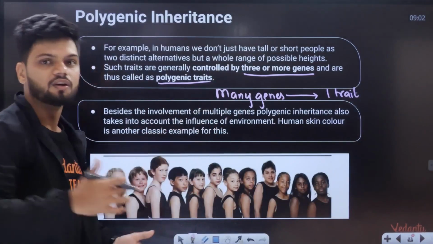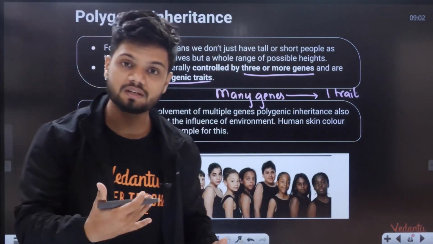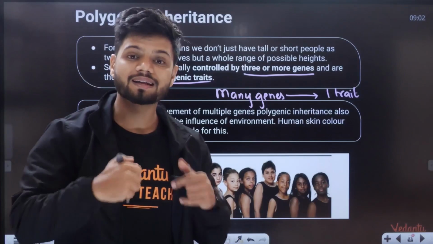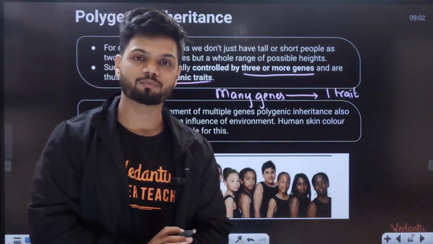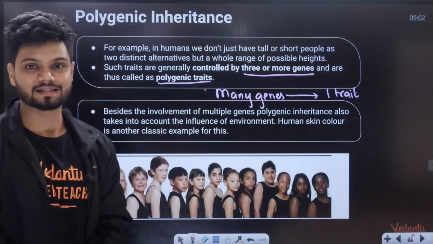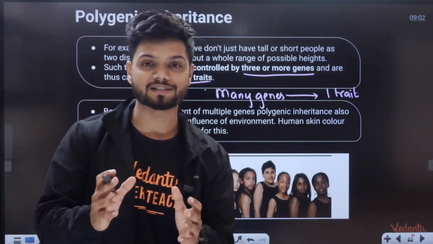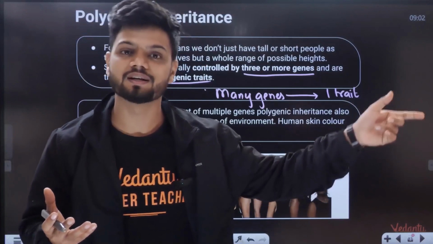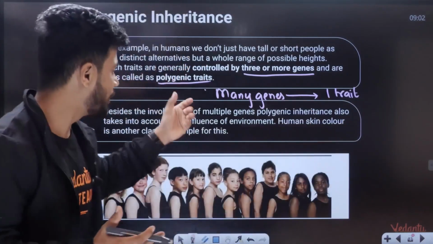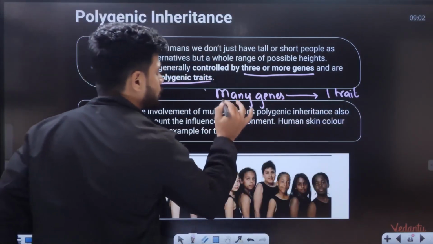Many genes are there. For example, gene A, gene B, gene C. All 3 genes are responsible for human skin color. That is going to be your polygenetic trait. And let me tell you, students, these polygenetic traits are controlled by the environment also. You go stand outside in the sun, you will tan. So polygenetic traits are controlled by many genes.